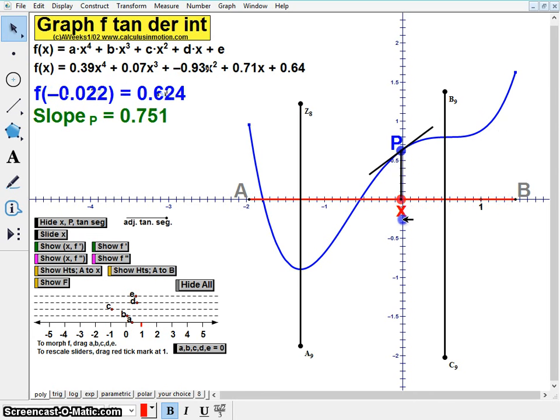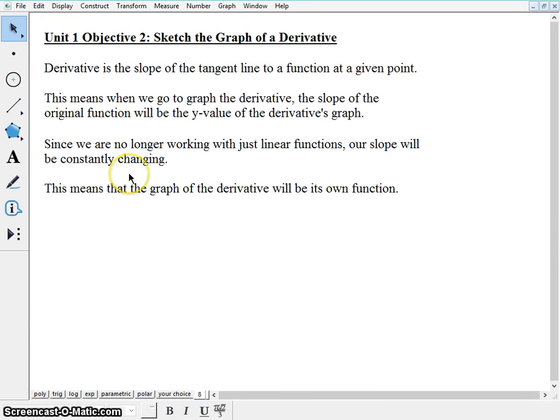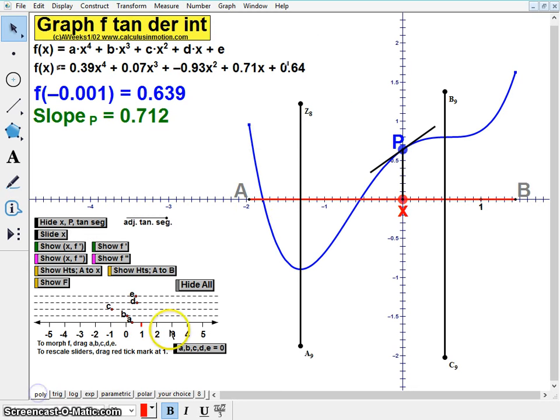So when we go to graph this function's derivative, remember back on this slide here, we said the slope of the original function is going to be the y value of the derivative's graph. So we know since the slope all the way over here is negative, all the y values from the beginning of my graph to this line here are going to be negative. Everything in between these two black lines was positive as far as the slope was concerned, so our y values are going to be positive. And then everything from here to the end was also positive, so our y values are going to be positive.